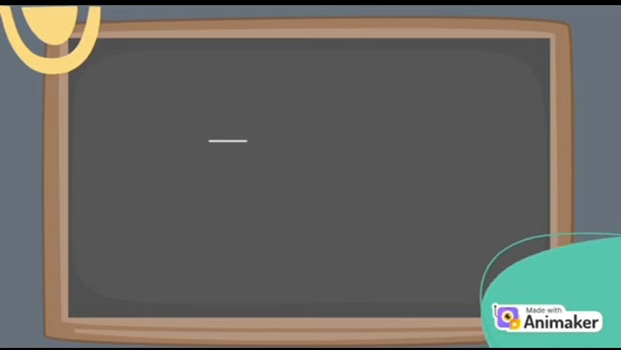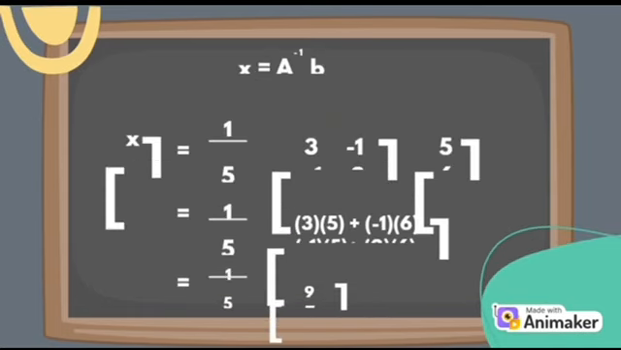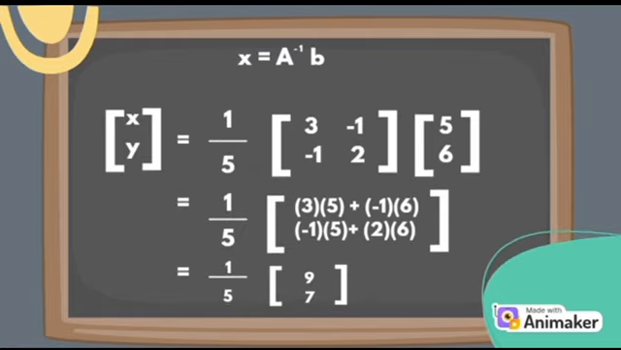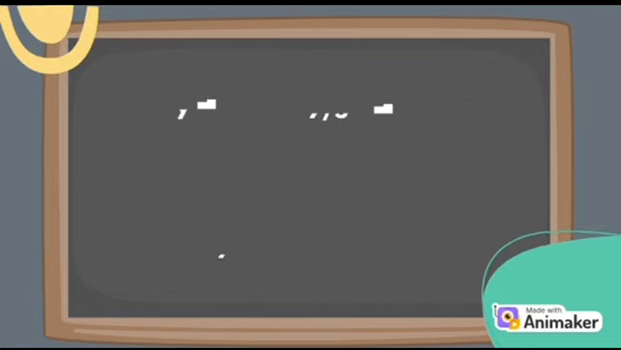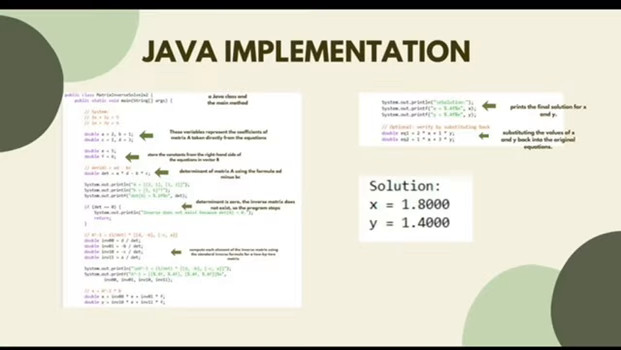Next, just insert all the values in the formula of x equals A inverse B until we get x and y. Next is the Java implementation. For this question, the first one is the Java class and the main method. Next, the variables represent the coefficients of matrix A taken directly from the equations. Next, store the constants from the right hand side of the equation in vector B.